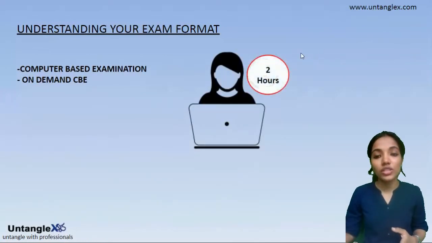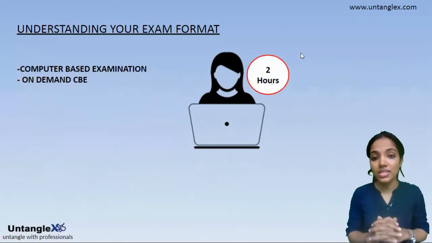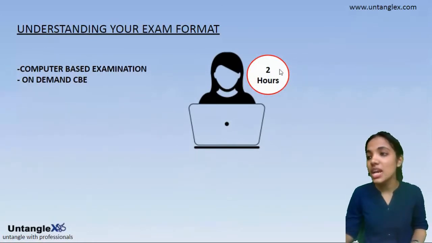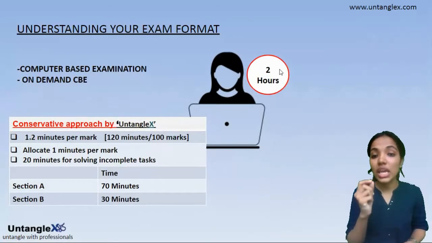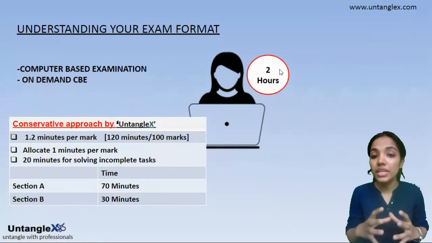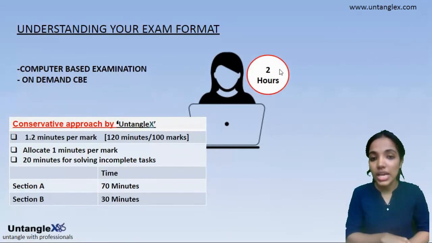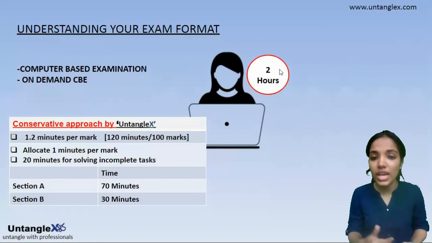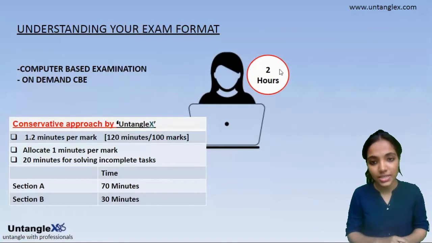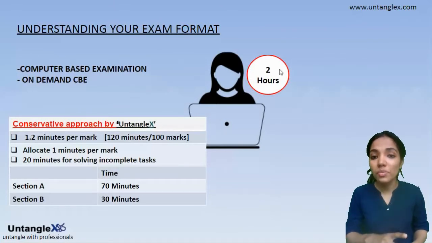And we have a total of 2 hours for the exam, and our experts at Untangles have a conservative approach towards the exam format, and I'll show you that. It's 100 marks in 120 minutes. That means 1.2 minutes for 1 mark, but we will allocate 1 minute for 1 mark. Then we will have an extra 20 minutes for solving incomplete tasks. So 1 minute for 1 mark.